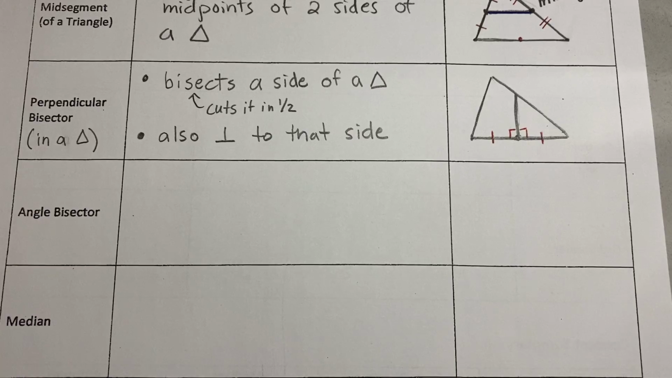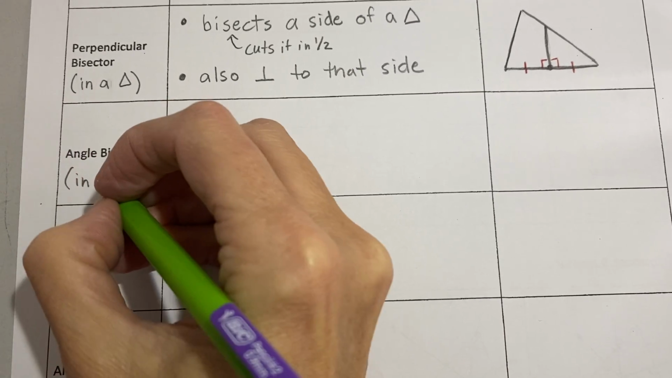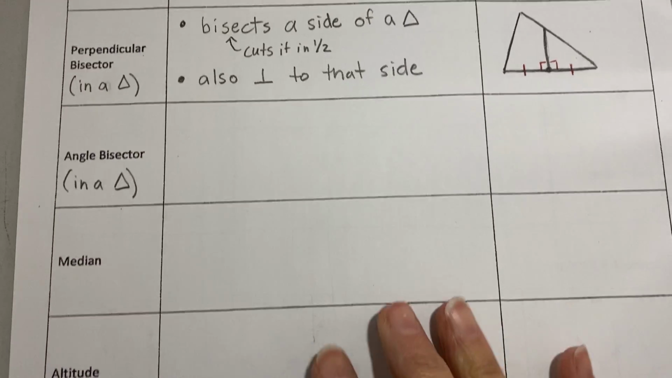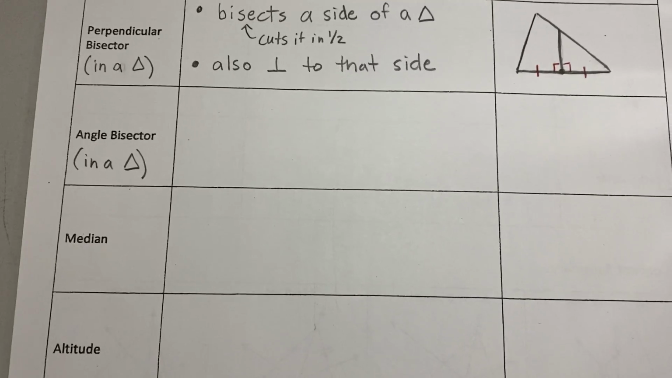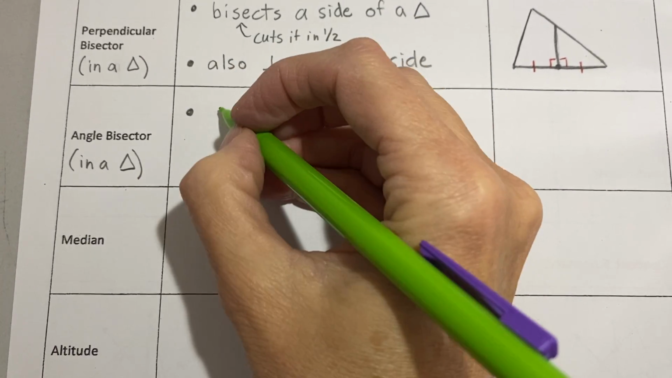All right, the next one is called an angle bisector. So add these words, in a triangle. An angle bisector in a triangle. So you start at a vertex.